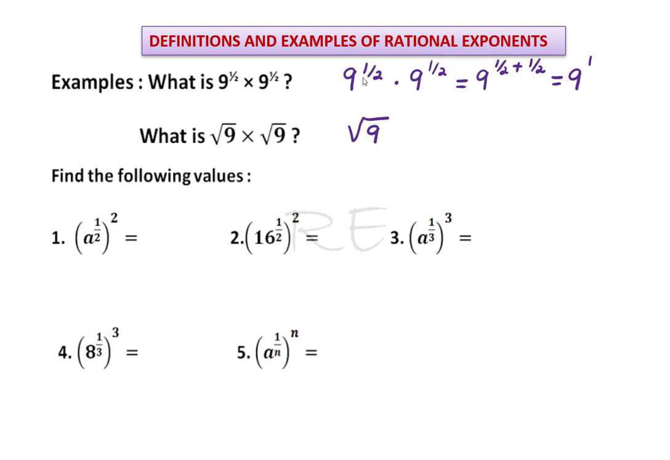Square root of 9 times square root of 9 will be square root of 9 times 9, which is square root of 81, which is also 9, which is 9 to the first. Therefore, our conclusion is that 9 to the 1/2 must be the same as square root of 9.